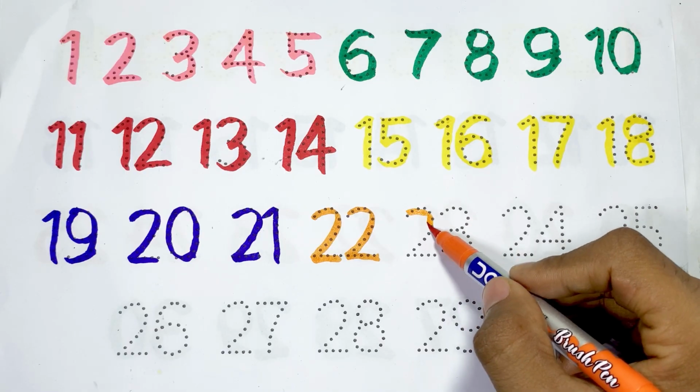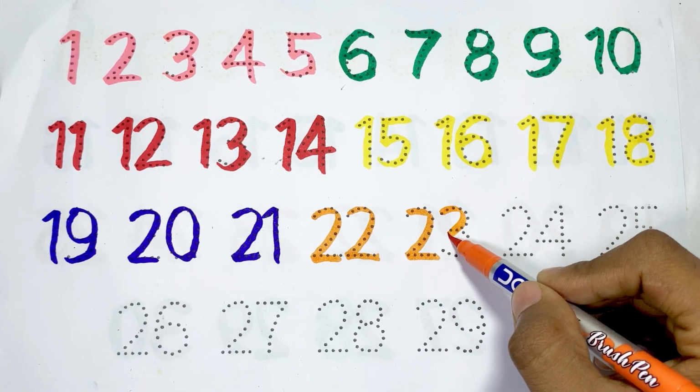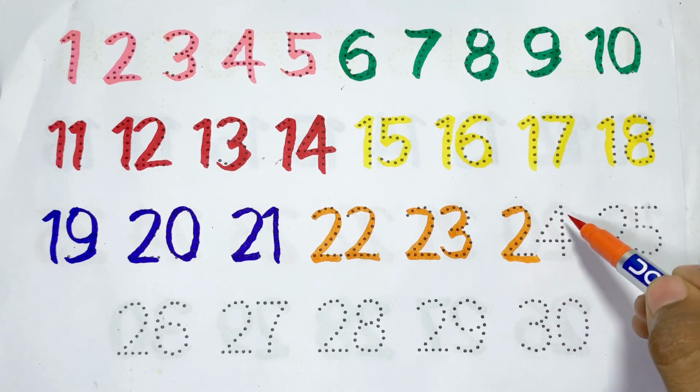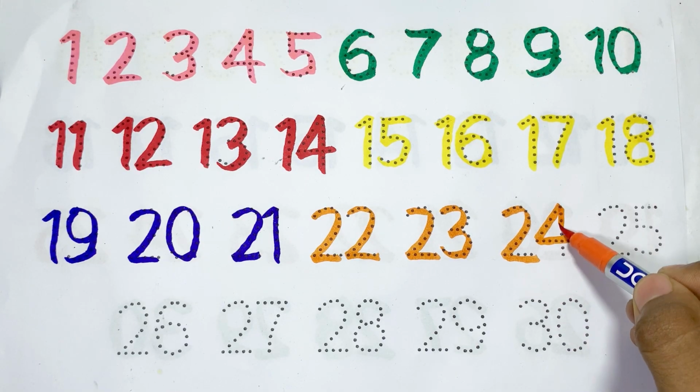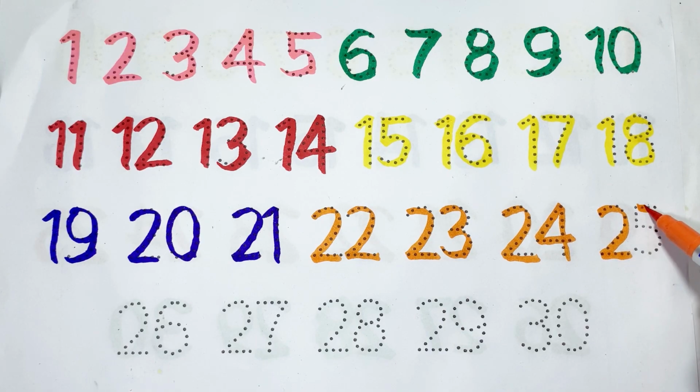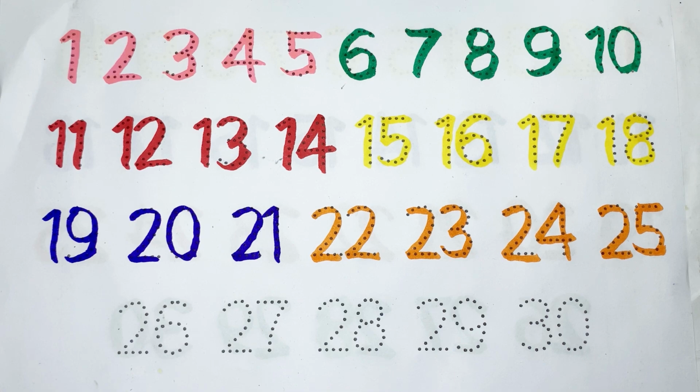22, 23, 24, 25. Kids, now you draw 26 and use brown color.